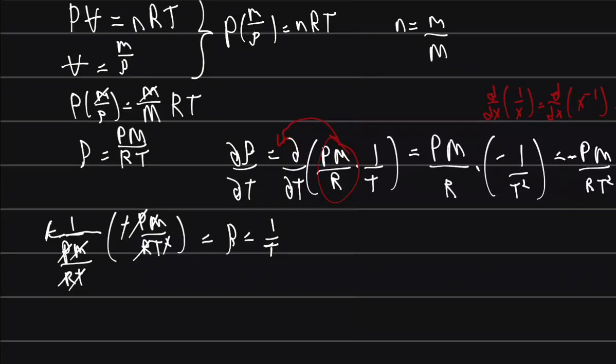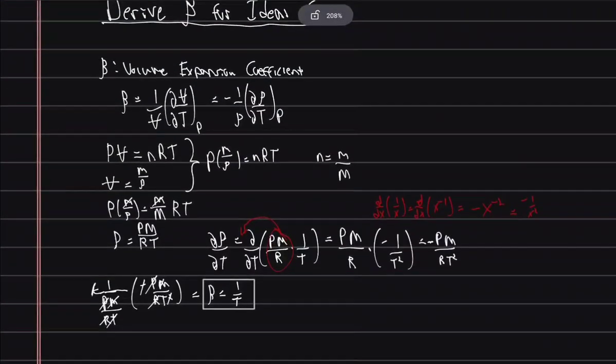How neat is that? So for an ideal gas, the volume expansion coefficient is 1 over temperature.